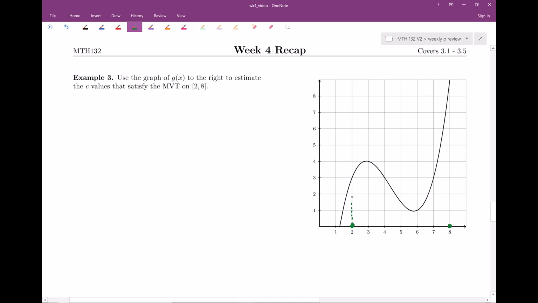I guess the function's value at 2 is up here at 3. And the function's value at 8 is all the way up here. It looks like this is at 9.